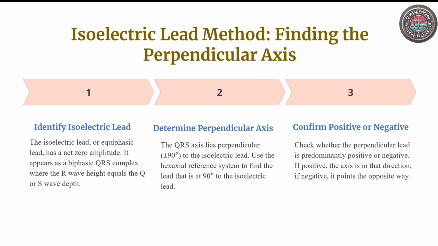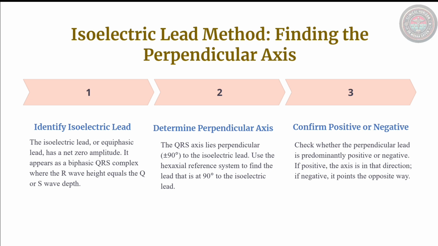Isoelectric lead method, finding the perpendicular axis. While the quadrant method provides a general axis range, the isoelectric lead method allows us to determine the axis more precisely. This method relies on identifying the lead with the most isoelectric QRS complex, a lead where the positive and negative deflections are almost equal.